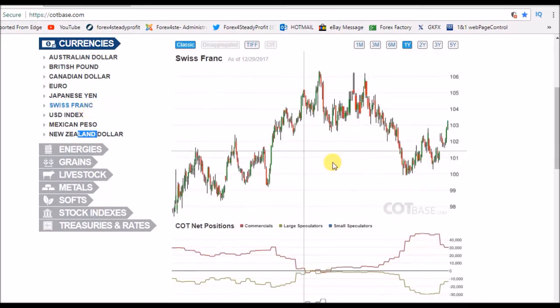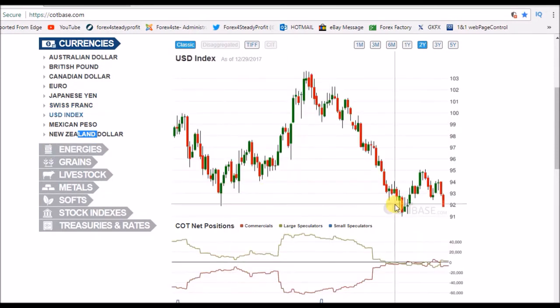Swiss franc. Again, around here we saw the commercials, they actually sold some of their long position. We saw an increase in the price of the Swiss franc. It went up really nicely, and we saw some of the long position come off. And yeah, I think we've still got a little bit more to go on this pair.